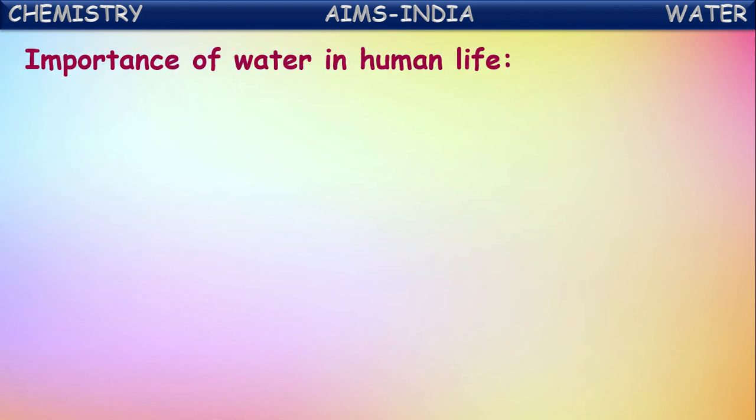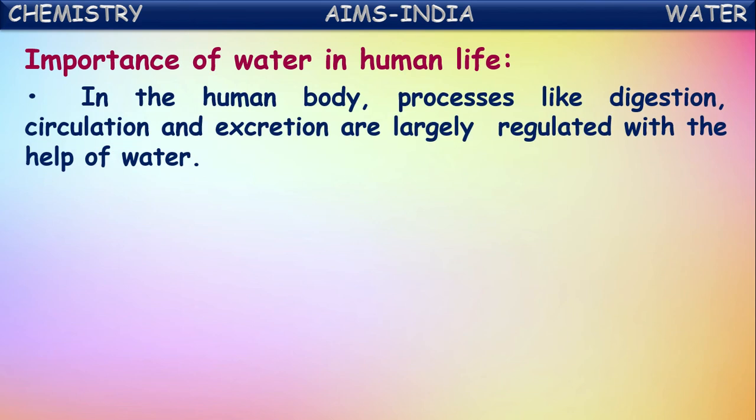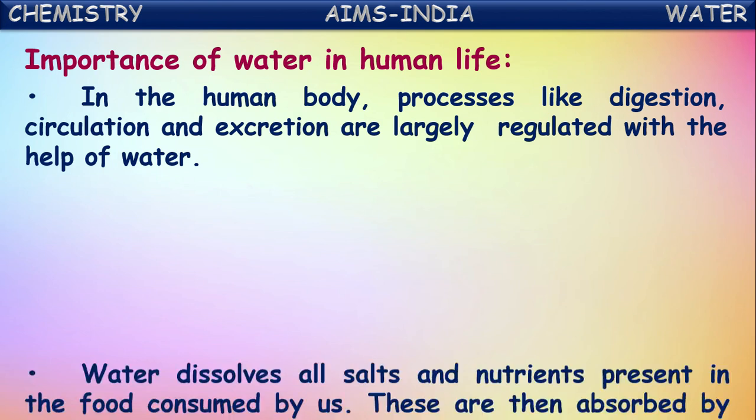What is the importance of this water in the human life? Is it useful to us? Of course, it is very important. In the human body, processes like digestion, circulation, and excretion are largely regulated with the help of water. Yes, for the digestion of food which we have taken, for the circulation of some other fluids and food, and for the excretion of waste materials. In all these processes, water is very helpful. These are all regulated by the water itself.